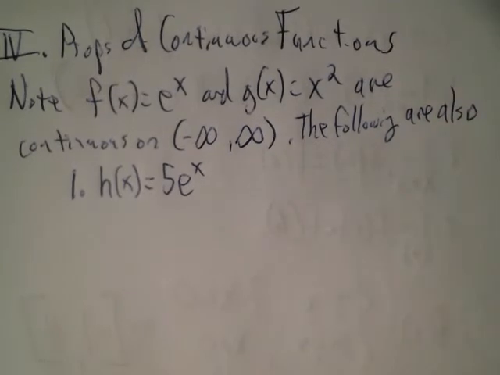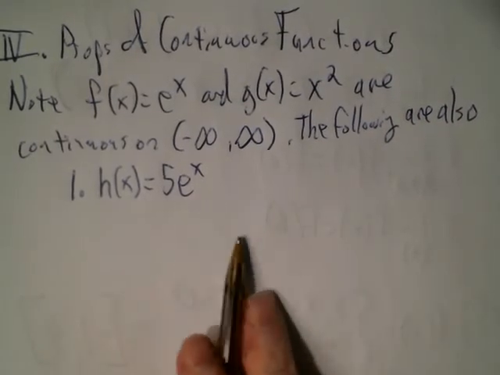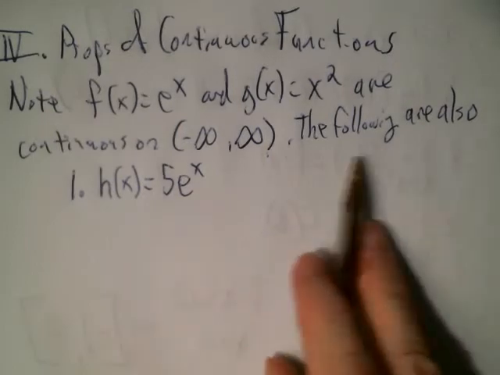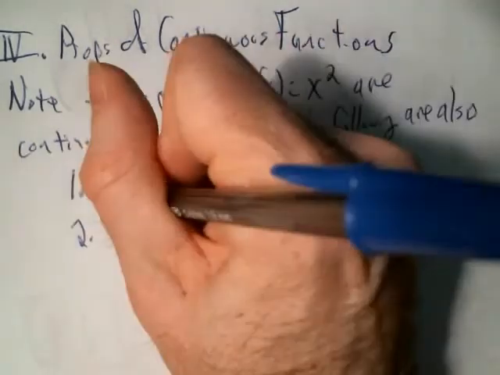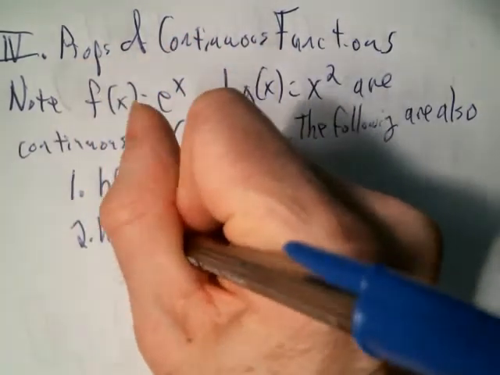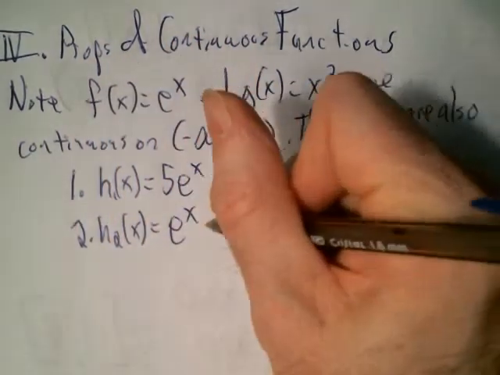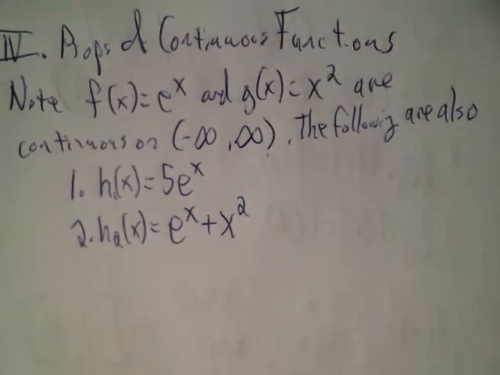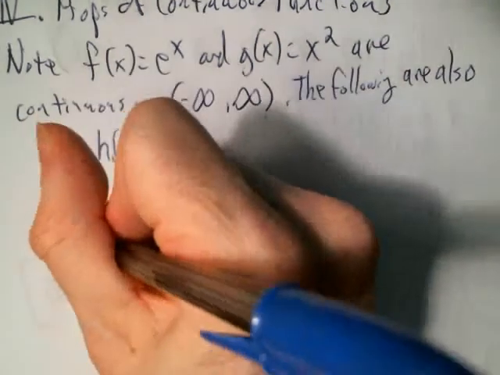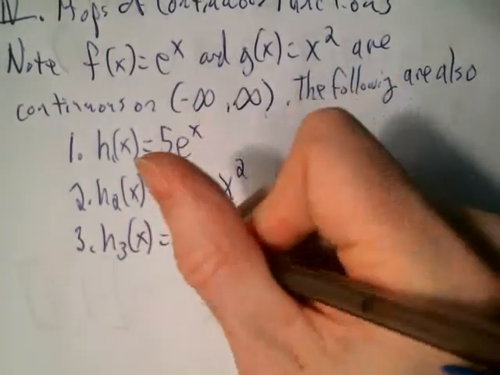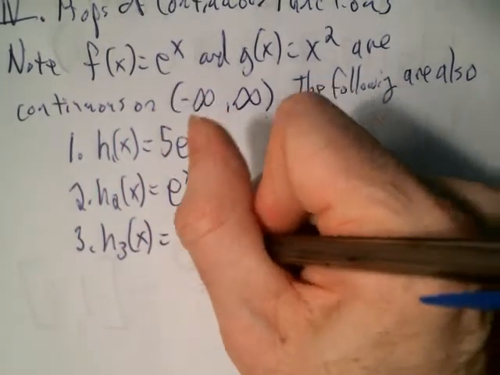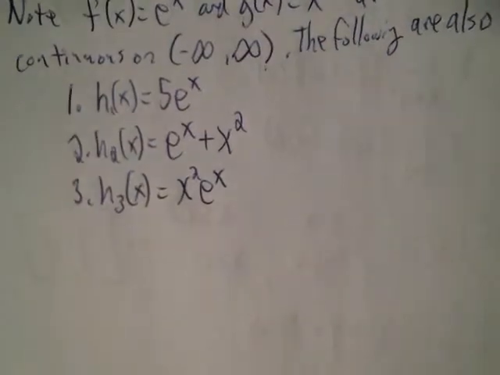So I'm just kind of trying to amend this so I don't have to rewrite "is continuous" every time. The following are also continuous. So first this one, let's call this h1. h2 of x equaling e to the x plus x squared. That one is going to be continuous. Products will be continuous. Okay, so there's no mystery there. So if you have x squared e to the x, this will also be continuous.